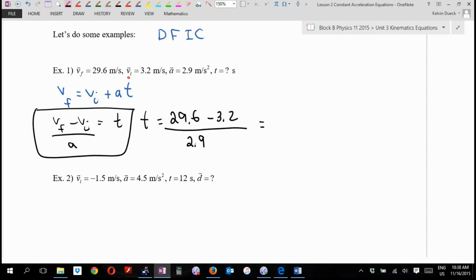Is there a fraction? Yes. Is there more than one number on the top? Yes. Brackets around the top. Yeah, type this in. You already did? Okay.